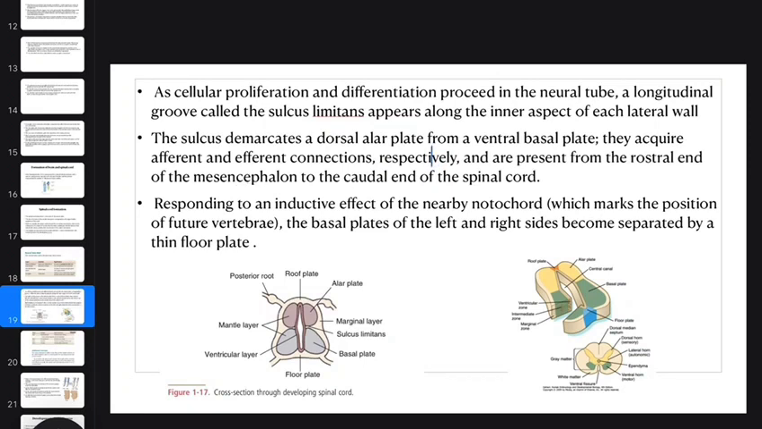Responding to an inductive effect of the nearby notochord, which marks the position of the future vertebra, the basal plates of the left and the right side become separated by the thin floor plate.